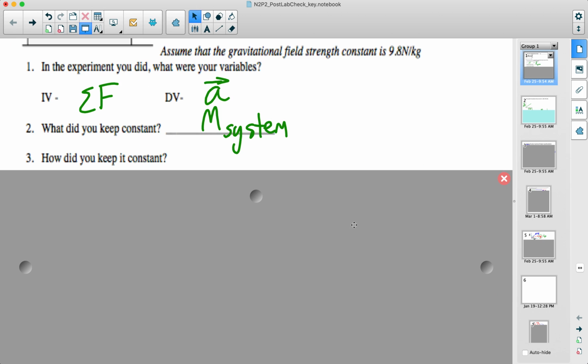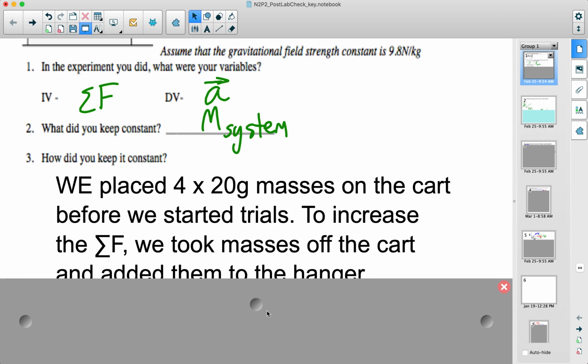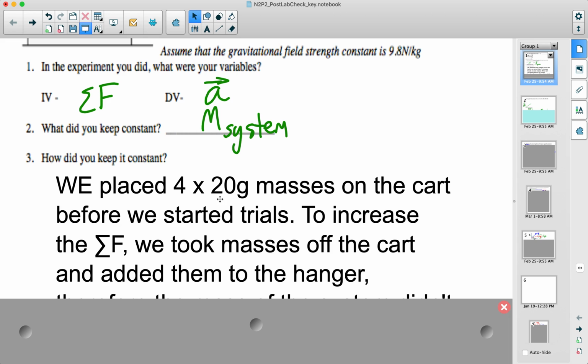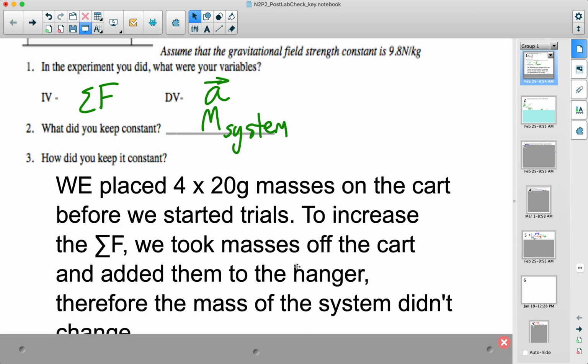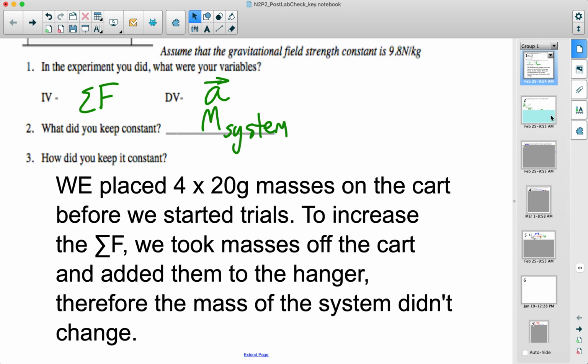How did we keep the mass of the system constant? Well, we put 4 20-gram masses on the cart before we started the trials. To increase the net force, we took masses off the cart and added them to the hanger. And therefore, the mass of the system didn't change. So that increased the net force by increasing the mass of the hanger, but because those masses were already within the system by being on the cart, the mass of the system was held constant.